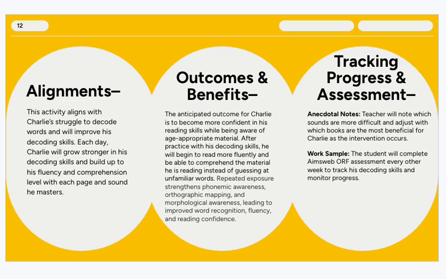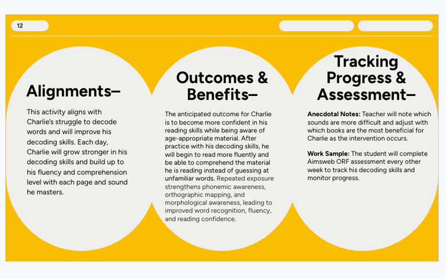The anticipated outcome for Charlie is to become more confident in his reading skills, while us as the teachers are aware and using age-appropriate material. After practice with his decoding skills, he will begin to read more fluently and be able to comprehend the material he is reading instead of just guessing at words that he's not familiar with or that he doesn't know. And as research has shown, repeated exposure strengthens phonemic awareness, orthographic mapping, and morphological awareness, which in turn leads to improved word recognition, fluency, and reading confidence.